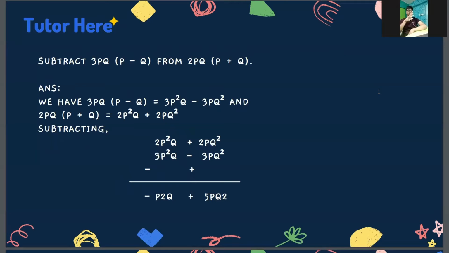Let's try and do this. Subtract 3pq into p minus q from 2pq into p plus q. Now here we have 3pq into p minus q is equal to 3p square q minus 3pq square, and 2pq into p plus q is 2p square q plus 2pq square. So as we learned in the previous video, we have to note the like terms in one column. Therefore, we get minus p square q plus 5pq square.